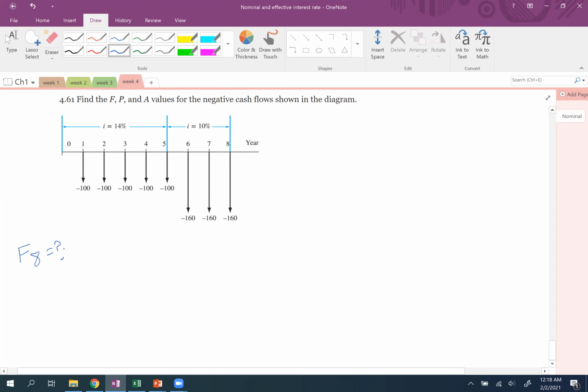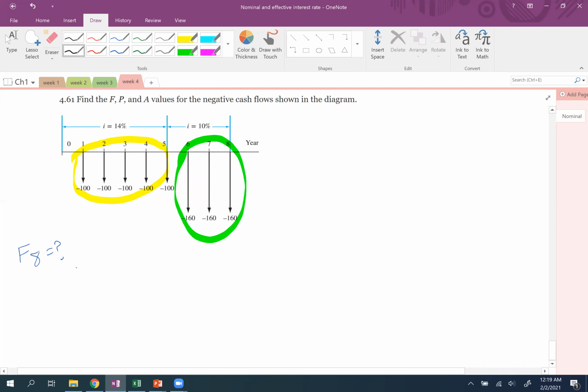To answer this question, what you need to do is to look at this piece separately and then look at this piece separately. Probably, again, there are different approaches to solve these types of problems. Probably something that is easier to do is to move this yellow part to time 5, move the green part also to time 5, and then you will have a single cash flow at time 5 that you can simply either move to time 8, or shift to time 0. So let's shift everything to time equal to 5.